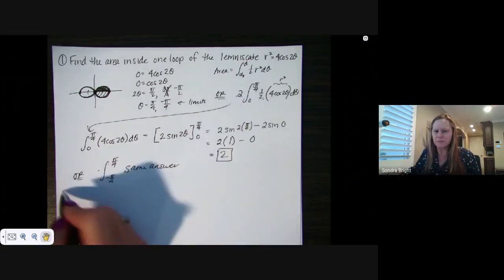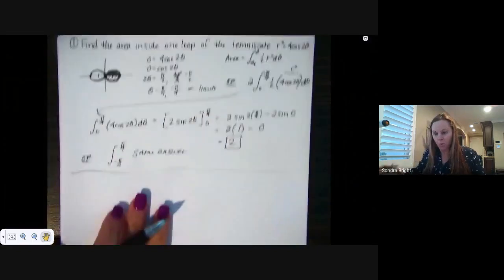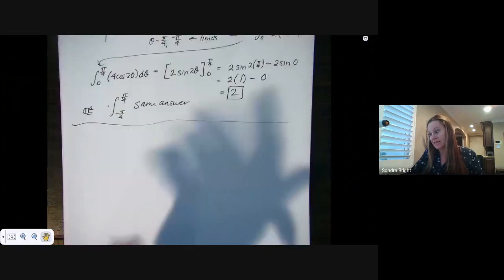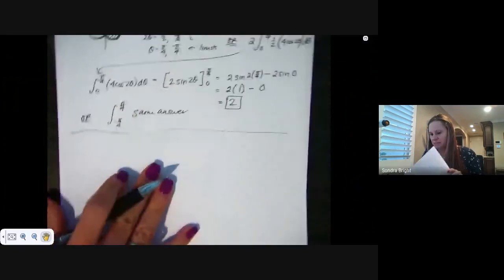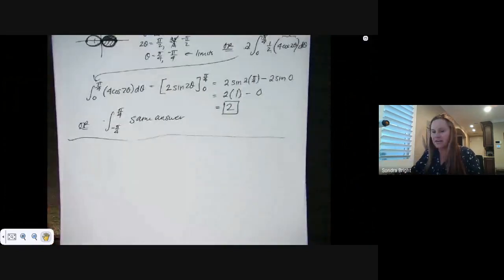For most of these problems, there is more than one way to get the job done. Just keep that in mind. You may have done it differently, but if you got an area of 2, you're golden.